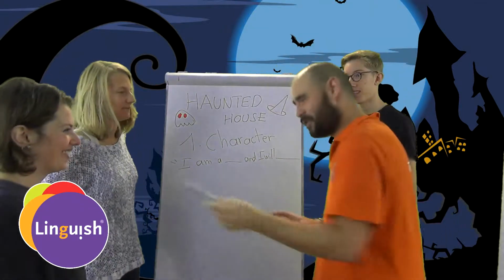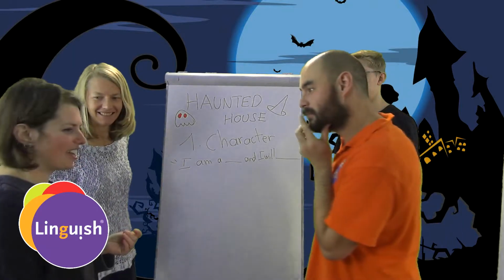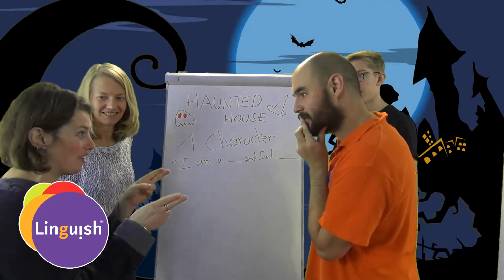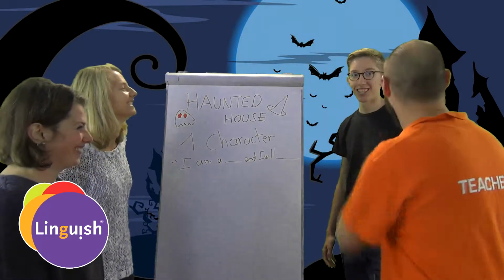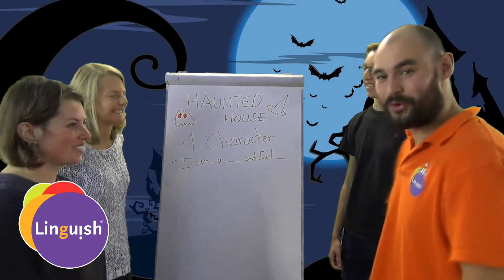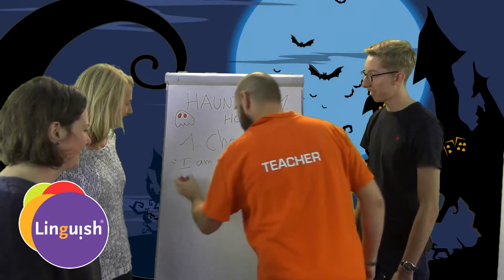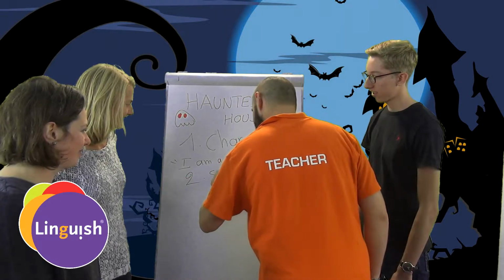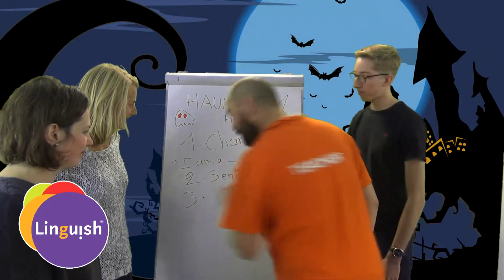How about the cowboy? I am a cowboy and I will shoot you. Okay, that's scary. I am a vampire and I will bite you. Someone's going to bite me. Okay, excellent. That was number 2. We have our sentence now. Perfect.